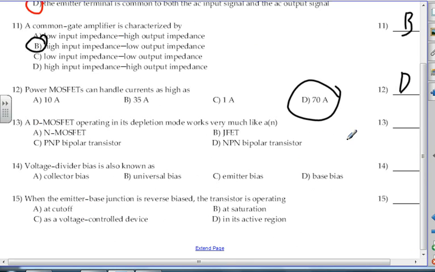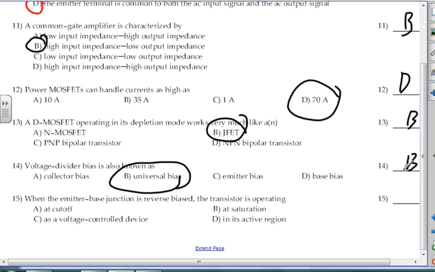The depletion mode MOSFET operates in the depletion mode, works very much like. No. The depletion mode MOSFET in its depletion mode works very much like a JFET, I think. Yeah, I think I'd go with Bravo on that guy. Voltage divider is also known as universal biasing.